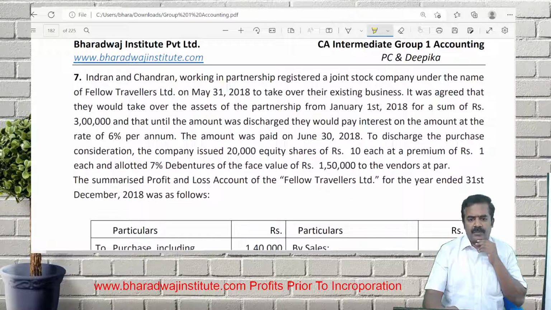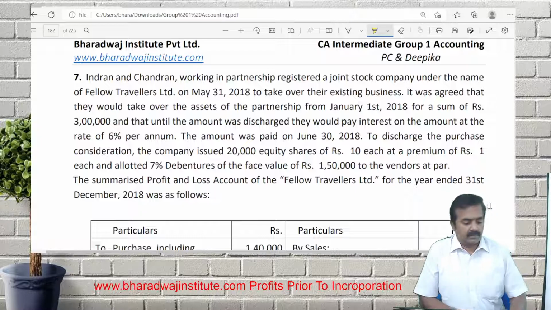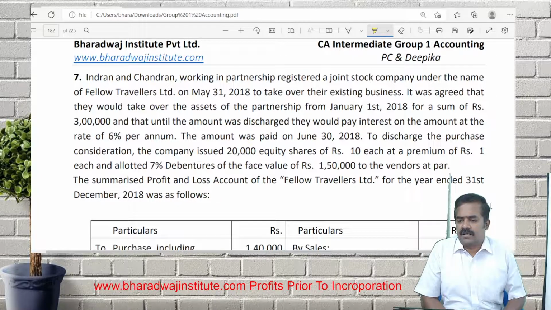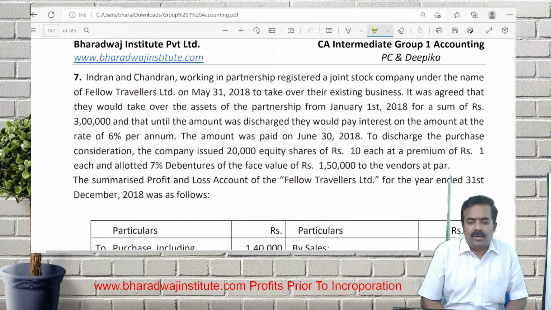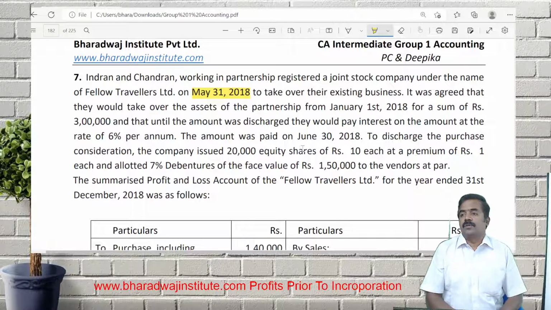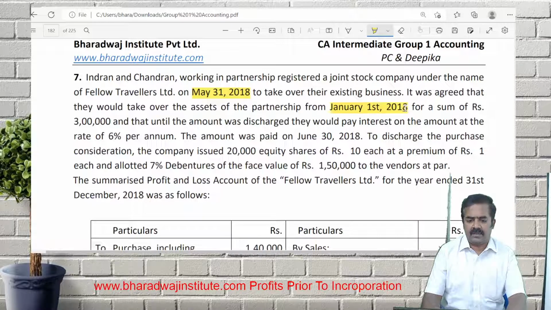Okay, we can go for question number 7. Indran and Chandran, working in partnership, registered a joint company, Fellow Travelers Limited. On what date? Date of incorporation is 31st May 2018, to take over an existing business. The agreement was signed from 1st January 2018.